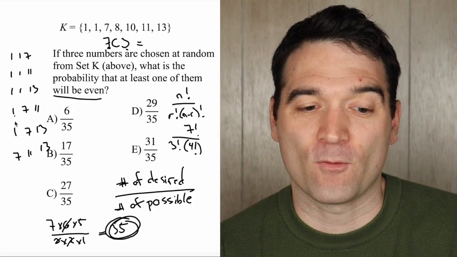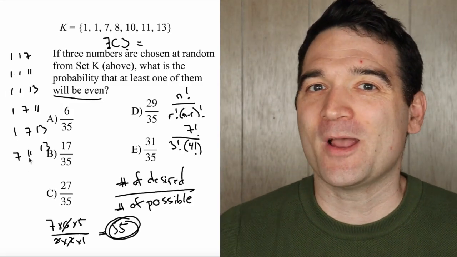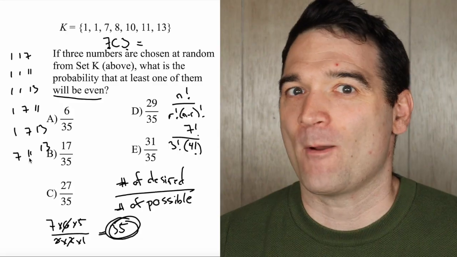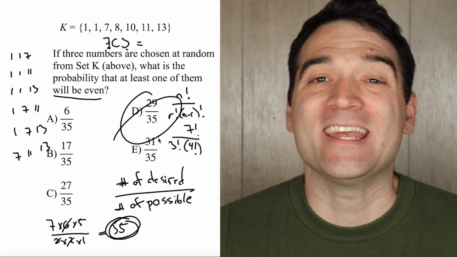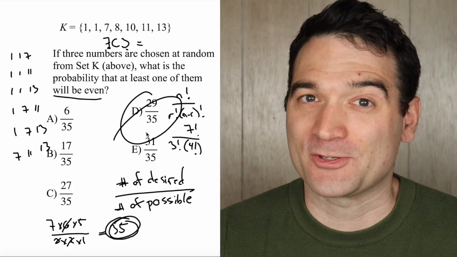How many ways is that? 1, 2, 3, 4, 5, 6. So there are 6 ways for me not to get what I want, and 35 ways total. That means that there are 29 ways left. The correct answer here is D.